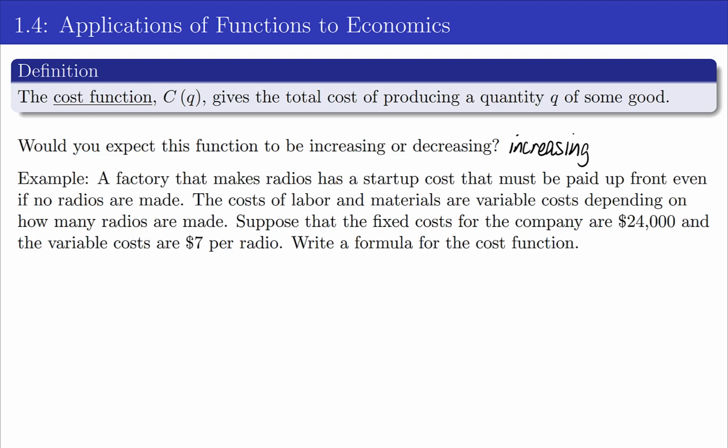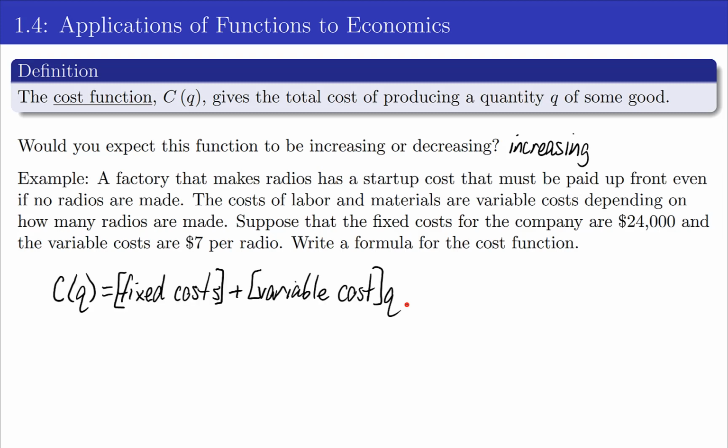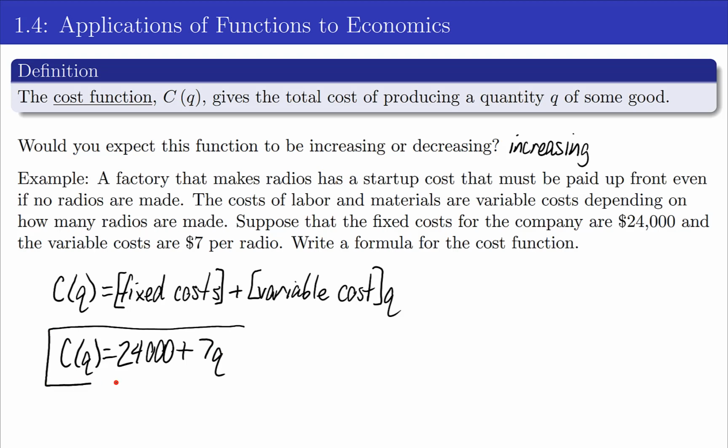Now this is describing a linear function, so let me give you a way that this could be set up in general for cost functions that are linear. C of Q is equal to the fixed costs, which is like your B that we talked about before, plus the variable cost, which is like your M that we talked about before, times Q. So if we simply plug these in, we're going to have C of Q. The fixed costs were $24,000. The variable cost was 7, and that's all. That's our cost function.